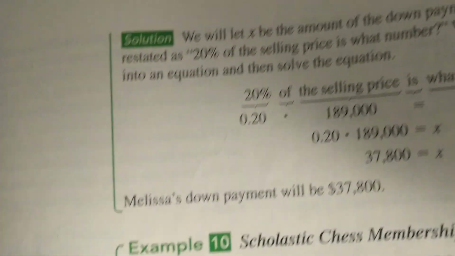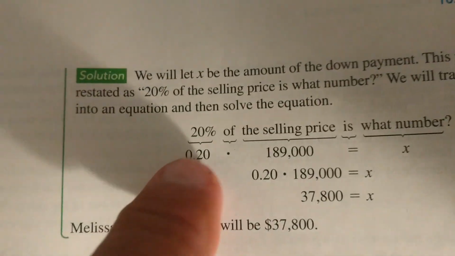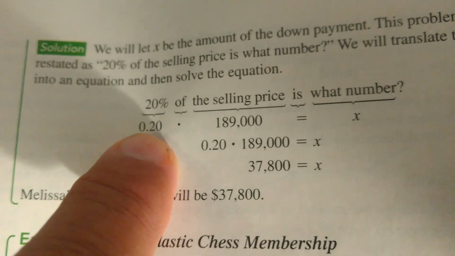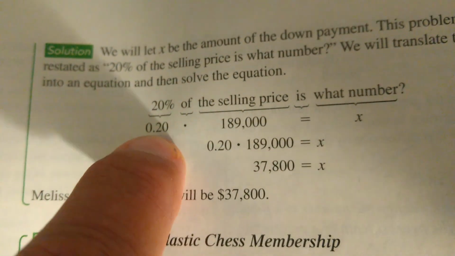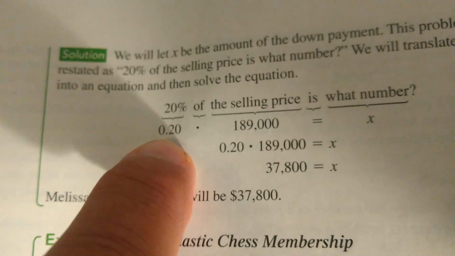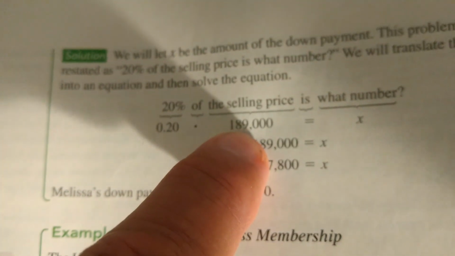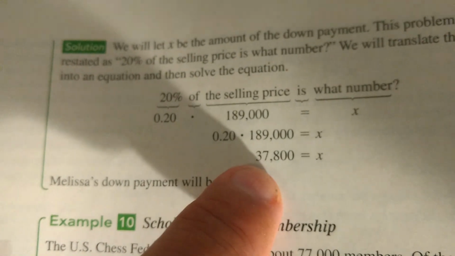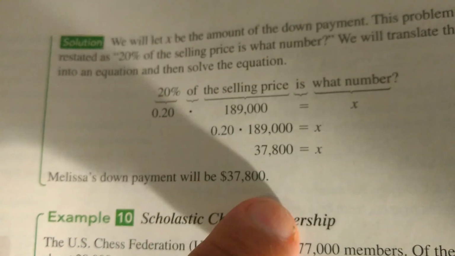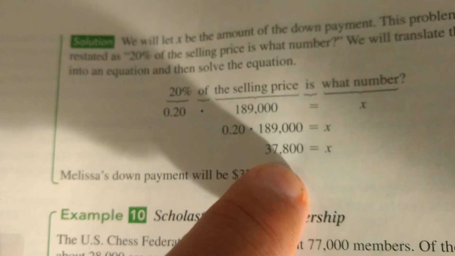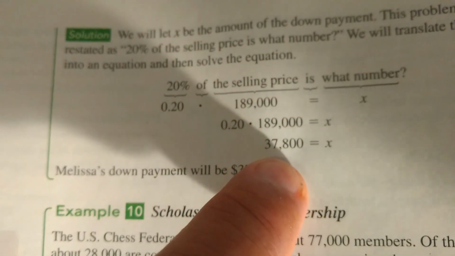Well, basically what happens here is we just take the 20%, turn it to a decimal. Remember, we can't use percents as whole numbers in math, so we convert them back to decimals. Then all we do is take that 0.2 times the selling price. We get $37,800. So she's got to make a down payment of $37,800.